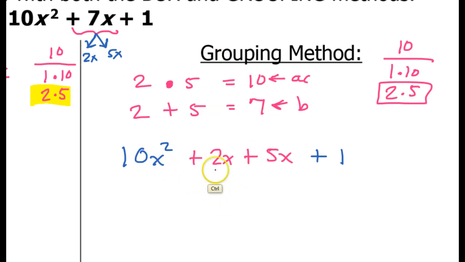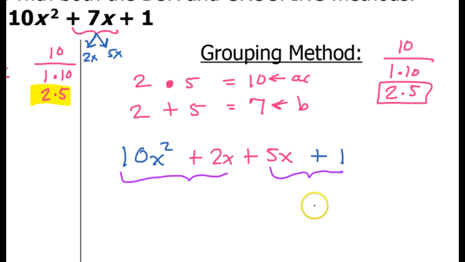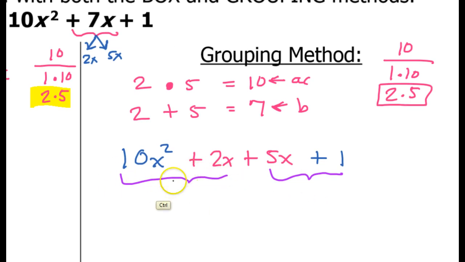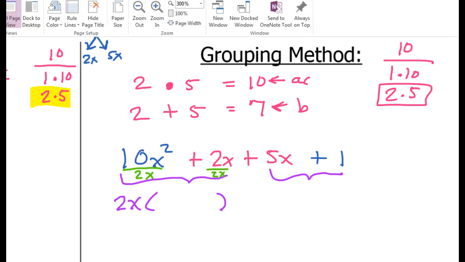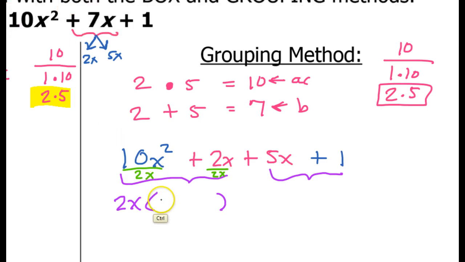Okay, so now for the grouping method, what you do is you do the GCF of the first two terms, and you do the GCF of the second two terms. The GCF of the first two terms is going to be 2x. So I will pull out a 2x, and then I will ask myself what goes inside. Remember, to figure out what goes inside, you divide by the GCF. So I'm dividing by 2x. That is going to leave behind 5x plus 1. All right, so I just factored out the GCF from the first two terms.